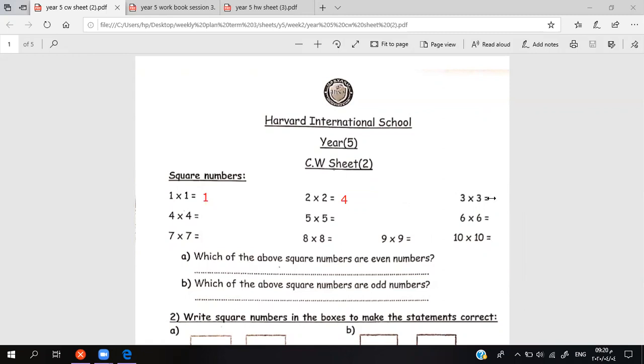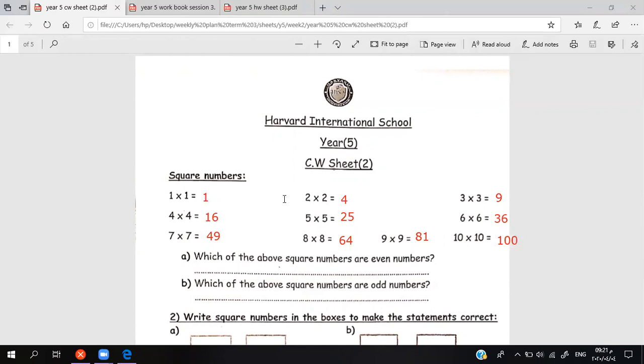3 times 3 is gonna give me a 9. 4 times 4, 16. 5 times 5, 25. 6 times 6 is 36. 7 times 7 is 49. 8 times 8 is 64. 9 times 9 is 81. And 10 times 10 is 100.